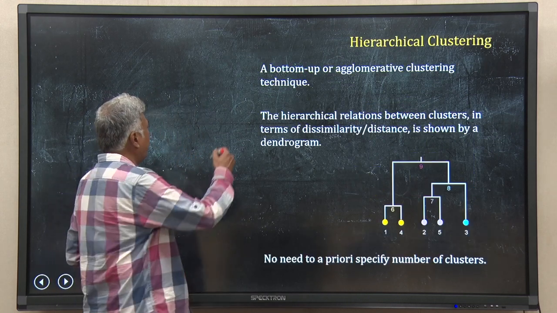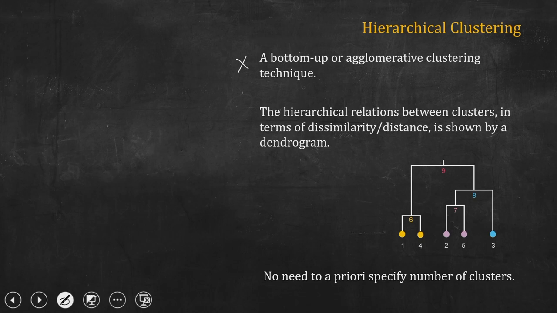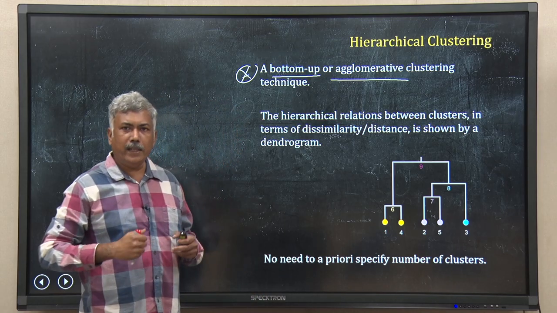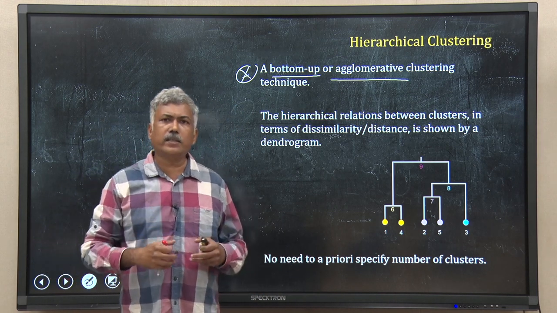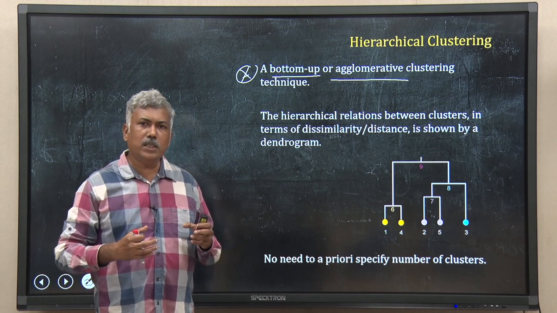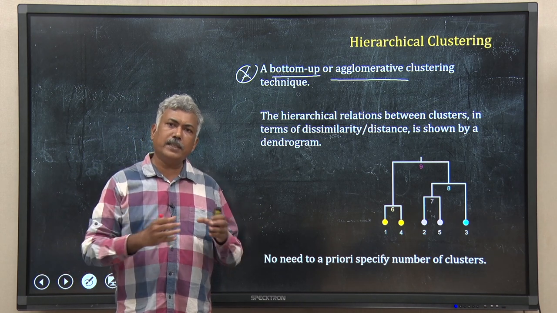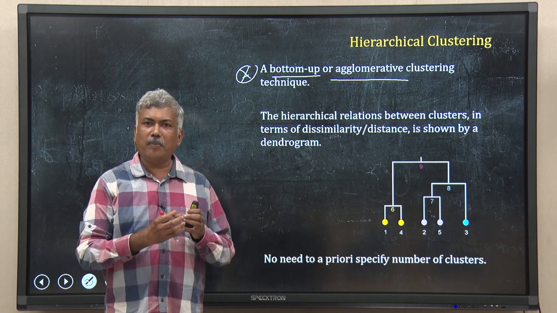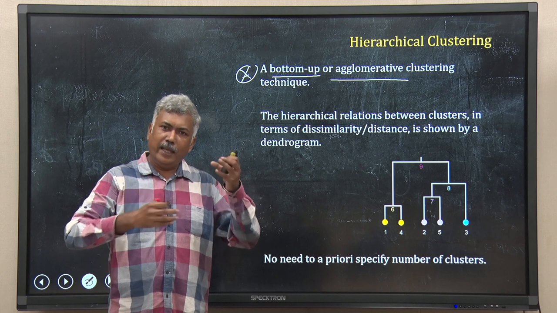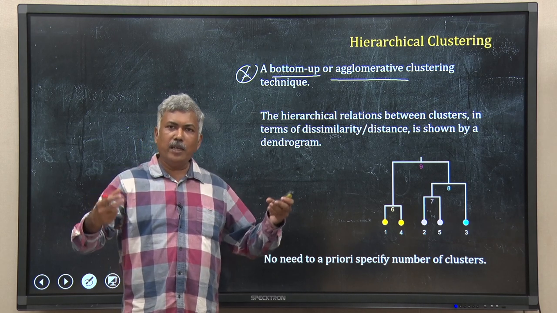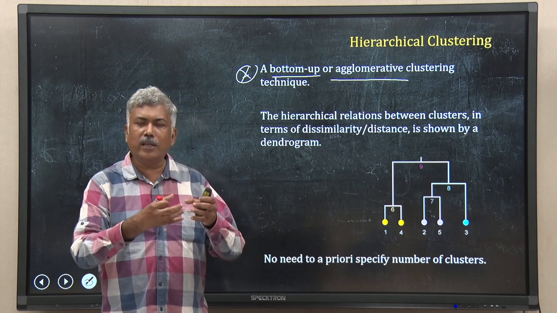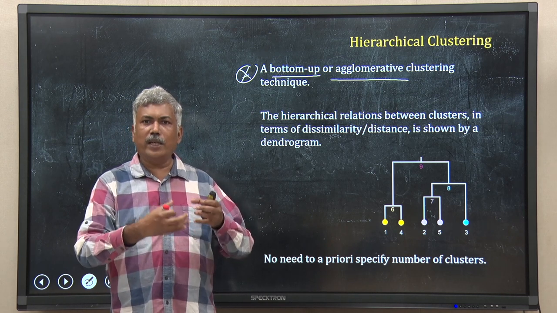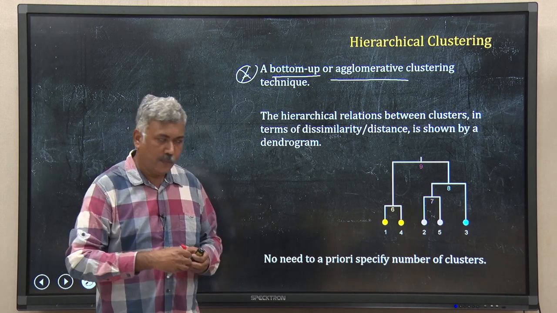The first one is that hierarchical clustering is an agglomerative algorithm, or bottom-up algorithm. What do I mean by that? In hierarchical clustering, we initially consider each data point as an individual cluster, and then we fuse these data points to create new clusters, and this is iterated. So, you are taking multiple components and they are fusing together to create new clusters. That is why it is called agglomerative.